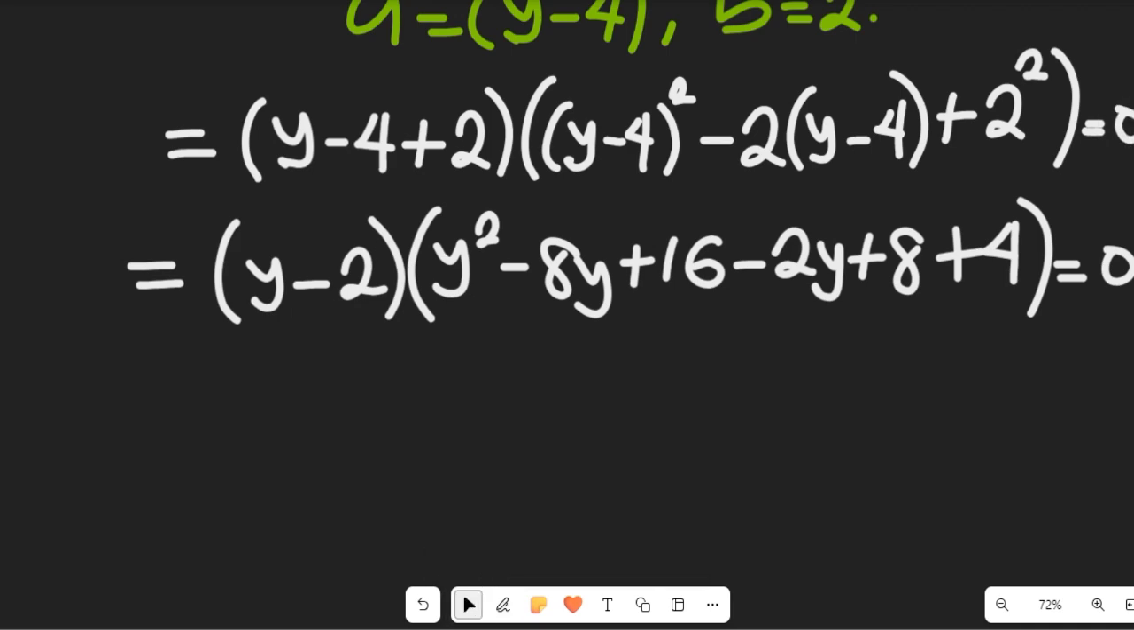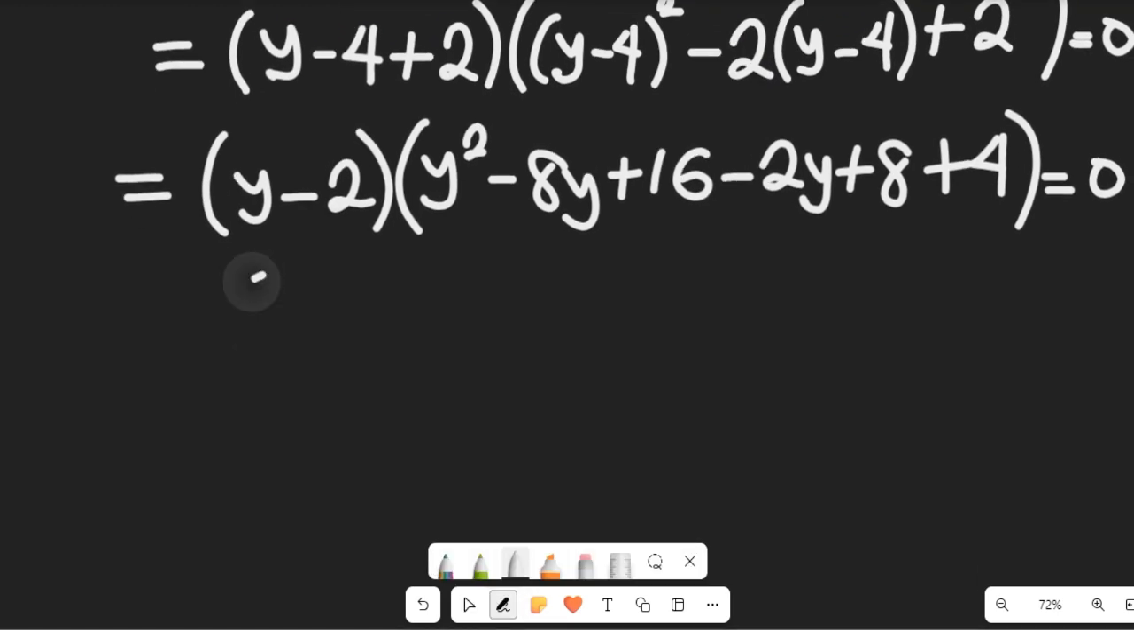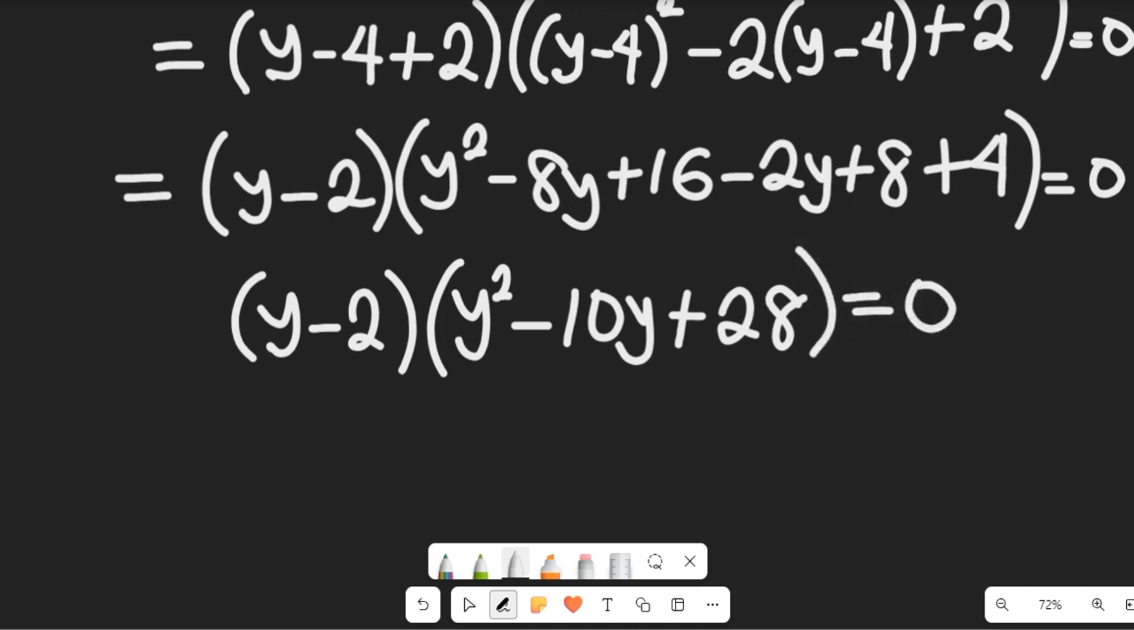So let's simplify this. This is going to now give us (y - 2) multiplied by y^2. Negative 8y minus 2y is equal to negative 10y, plus 16 plus 8 is going to give us plus 24, and plus 24 plus 4 is going to give us plus 28, and this is equal to 0.